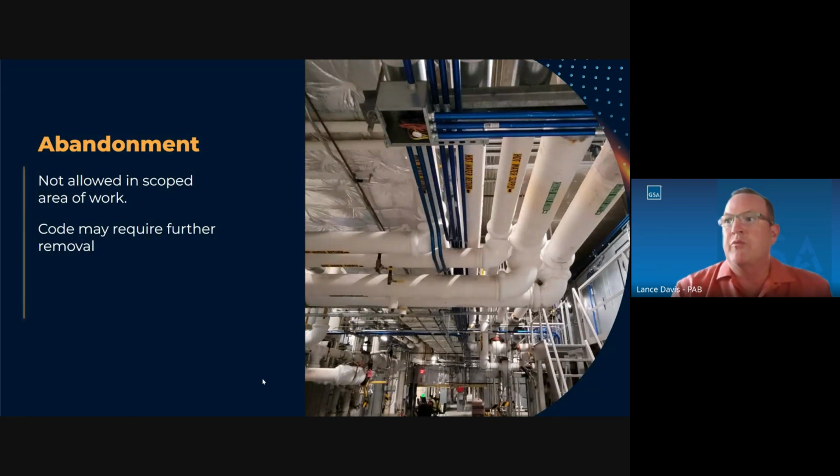One of the new items that we've added in this year, especially in the repair and alteration section, is the idea of abandonment. We clarified this and cleaned this up some. So abandonment is not allowed in the scoped area of the work. So if you're working in a mechanical room and you're replacing that pump, or you're getting rid of that pump, that piping in that mechanical room, which is your limit of the scope of work, would need to come out. You do not leave that in.